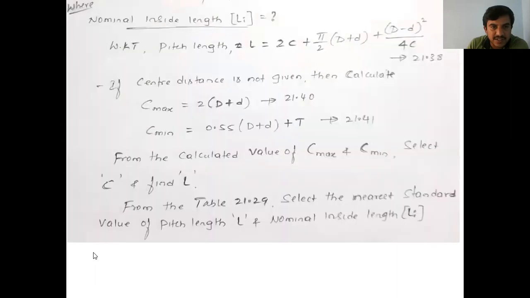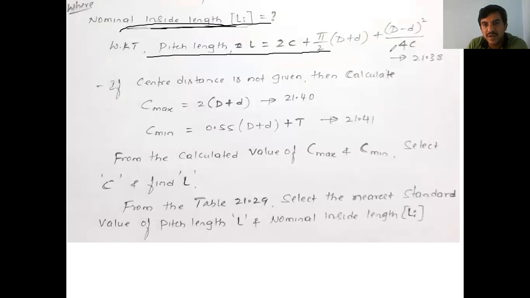Again, we'll go to the next step. How do you calculate the nominal inside length? First, we should know the nominal pitch length. How do you know the nominal pitch length? By considering equation number 21.38. The nominal pitch length depends upon the center distance and the diameters of the smaller and larger pulley. Then you get the nominal pitch length.